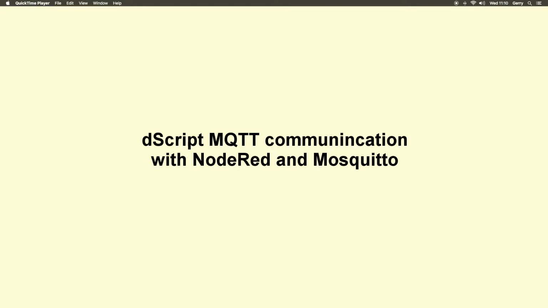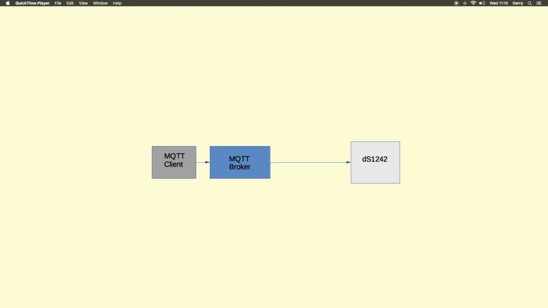Today I'm going to show you how to get a DS1242 to talk to an MQTT server. What would normally happen is an MQTT client would send a message to the MQTT broker, who would then broadcast that message to everything on the network that was subscribed to that particular topic. In this case, we want that to be our DS1242.